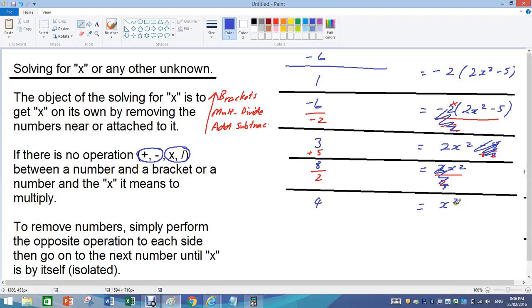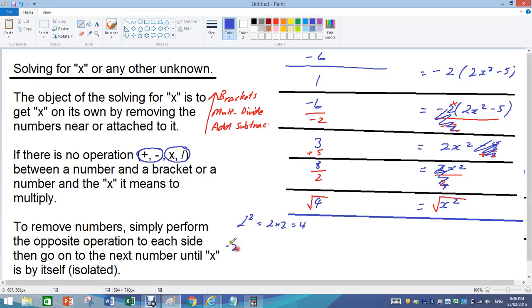Now to get rid of squareds, you need to do square root. That's the opposite of squared. So square root both sides. The square root of 4, and this is a bit tricky. You'd think it'd just be 2, wouldn't it? Because 2 squared is 4. So 2 squared equals 2 times 2, which is 4. Okay, so therefore the square root of 4 is 2.